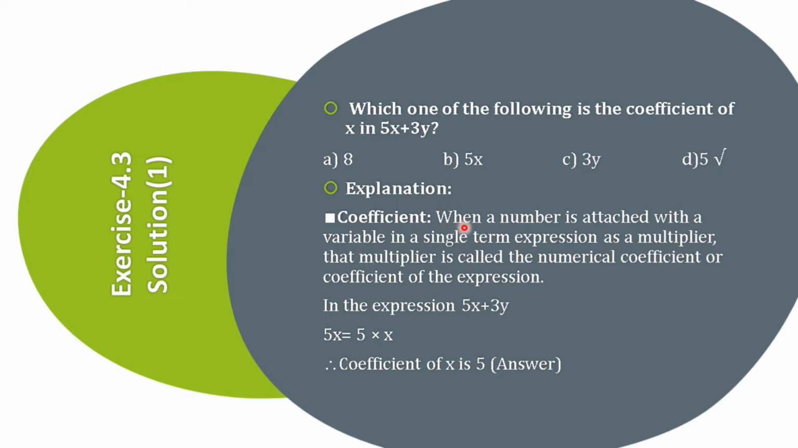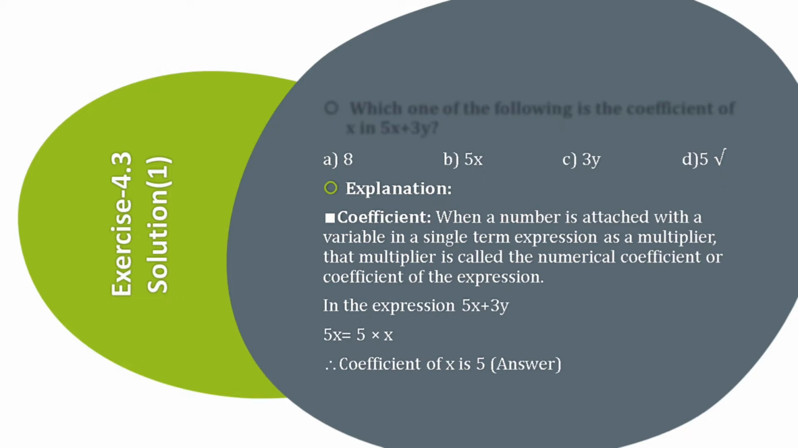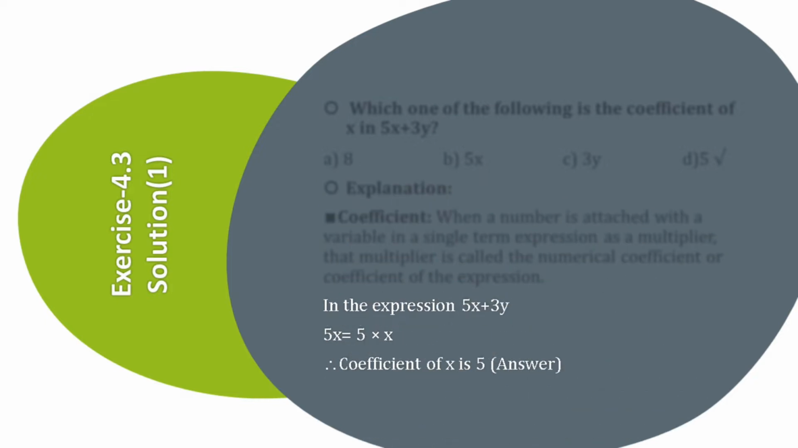Again I am saying, when a number is attached with a variable, that means in here 5 is attached with the variable x in a single term expression as a multiplier in a single term, because you can see in the expression 5x plus 3y there are two terms, but 5x, this is the single term, and 5 is multiplied with the variable, so 5 is the coefficient of x. So my dear students, this is solution number 1, and the answer would be 5. You can see the definition of coefficient, and coefficient of x is 5.